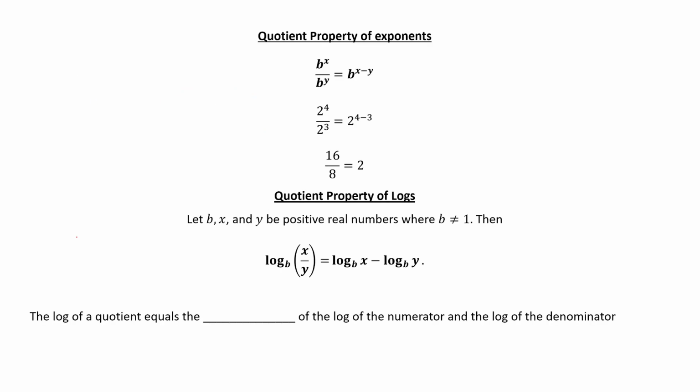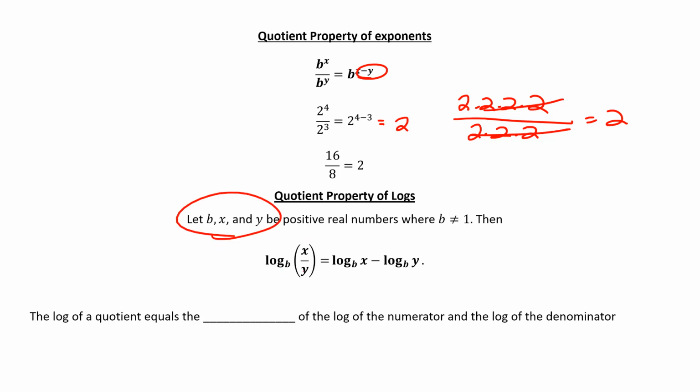Okay, the quotient property of exponents says that if you divide like bases, you can subtract the exponents. So 2 to the fourth over 2 to the third is 2 to the 4 minus 3, which is just 2. And this is the way exponents act. If you have 2 times 2 times 2 times 2, 2 to the fourth, over 2 to the third, 2 times 2 times 2, 3 of those are going to cancel out, and you're just going to end up with 2. So this is how exponents act, and therefore this same kind of thing happens with logarithms.